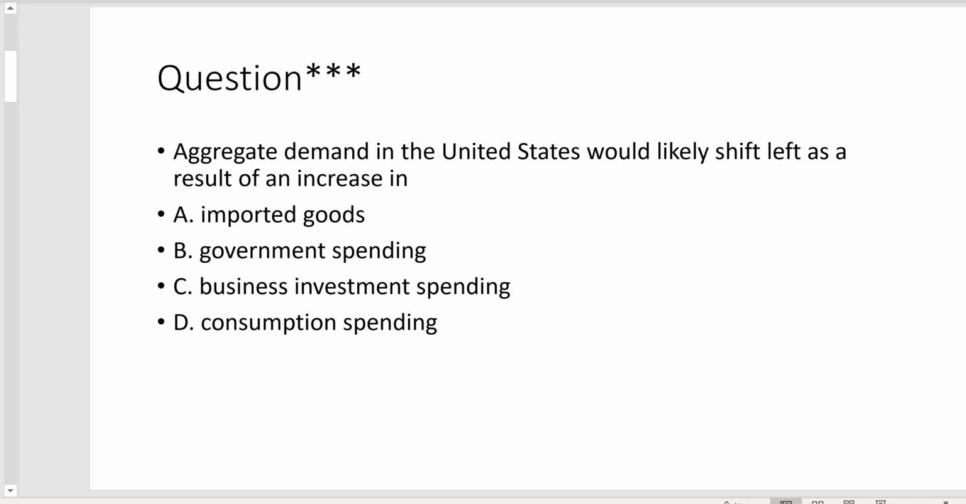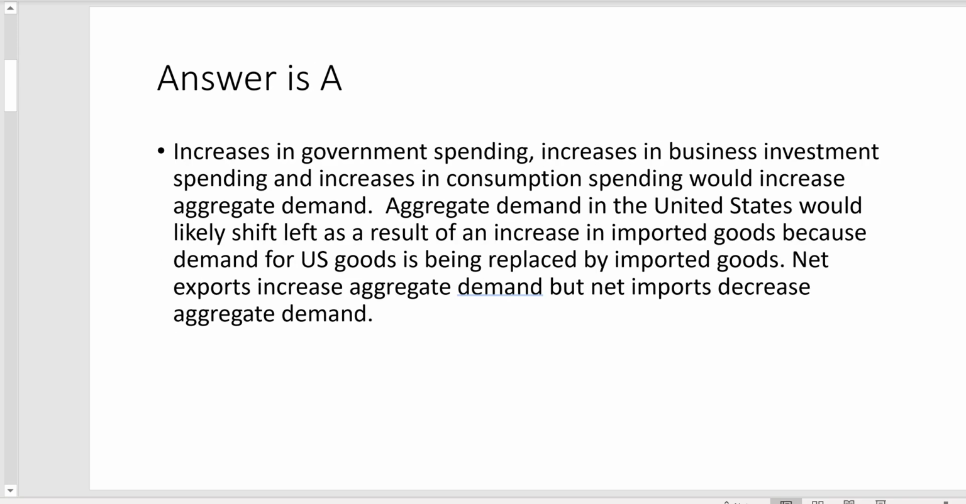So A looks good. B says an increase in government spending. No, that would shift to the right. Aggregate demand would shift to the right if the government spends more. An increase in business investment spending. Aggregate demand would shift right. And an increase in consumption spending. Aggregate demand would shift right. So A is the right answer.